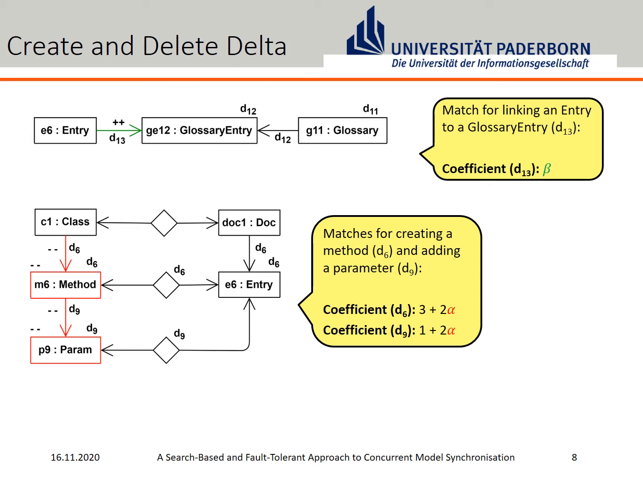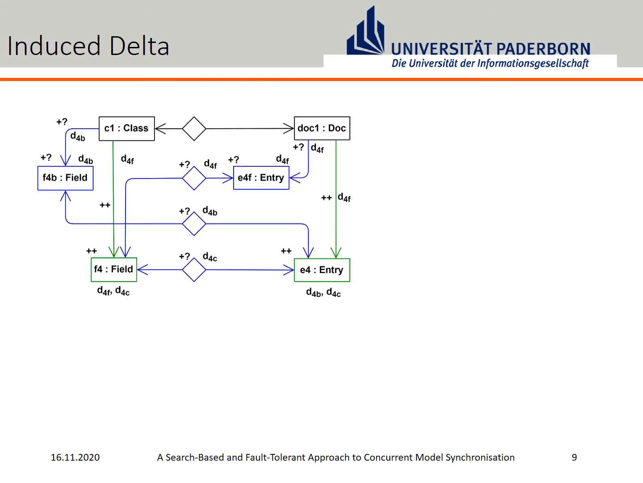As alpha is negative, the reward for applying these two rules is rather low. In general, it is desirable to avoid creating new elements in case of multiple possibilities.